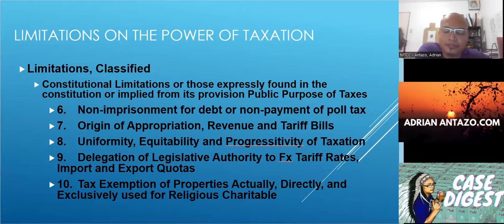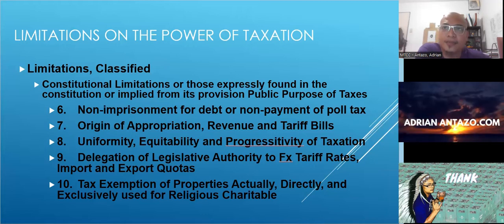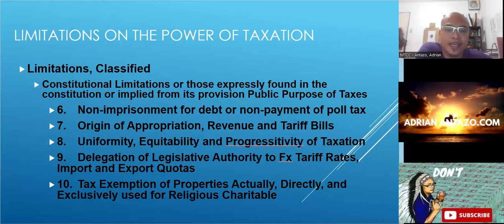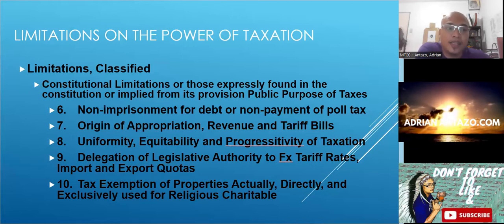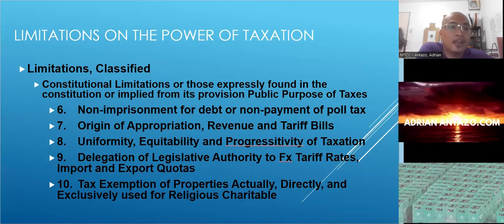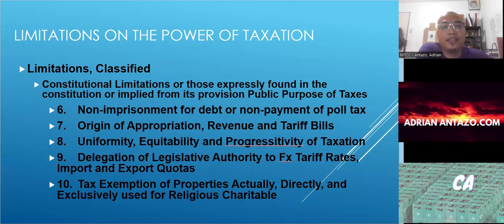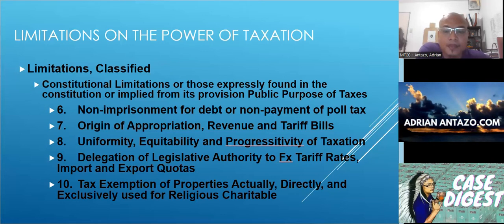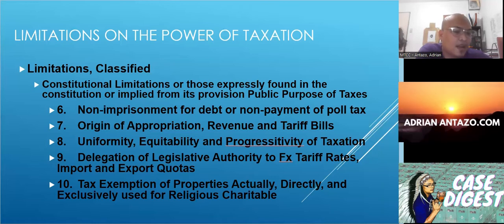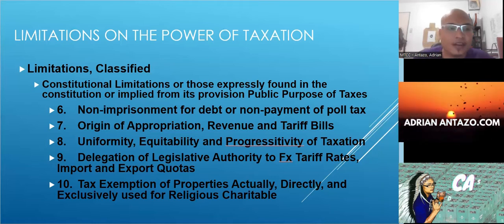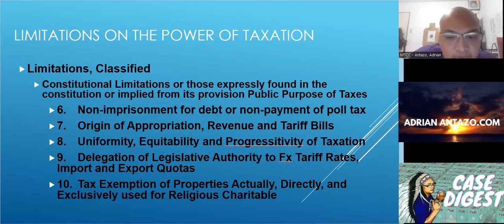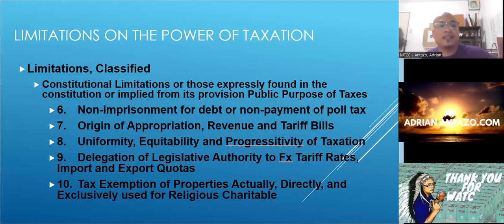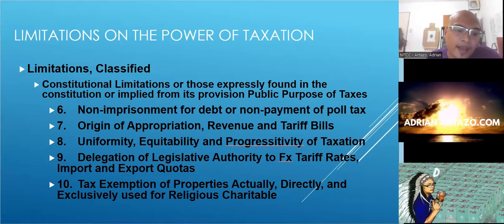But the restriction here or the exception here is the educational, religious, and charitable institution, hindi mo sila pwedeng taxan doon sa mga activity nila for the purpose of religious, education, and charitable or in charity. Hindi mo sila pwedeng taxan doon. But if the activity of a religious, educational, or charitable institution is already for revenue, then that's the time that you can tax them. Okay?